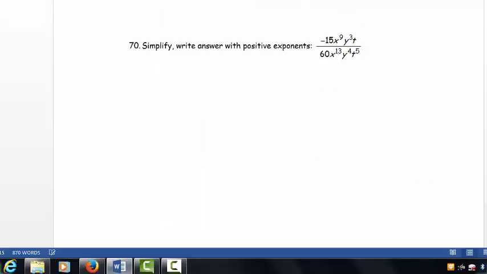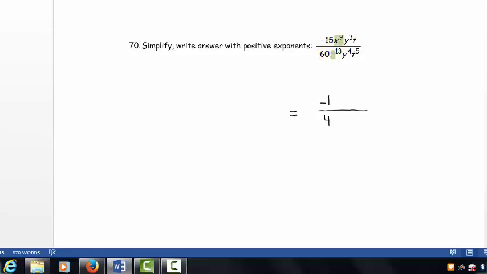Problem 70. We begin with the coefficients. -15 divided by 60. We can reduce those. Both numbers are divisible by 15. -15 divided by 15 is -1. 60 divided by 15 is 4. In the denominator we have 4, in the numerator we have -1.